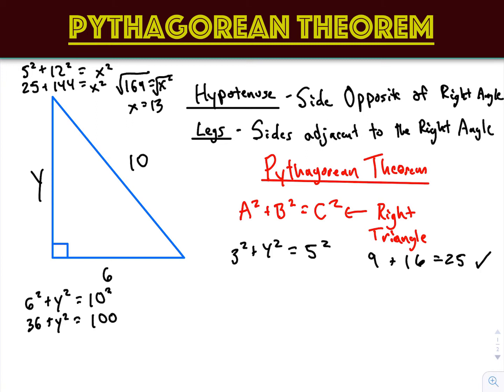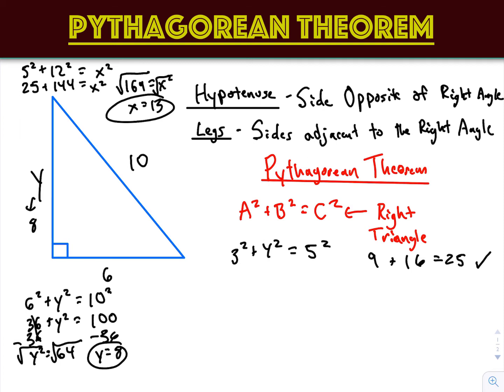I now have to isolate the variable, so I do the inverse operation. I'm going to subtract 36 from both sides. I'm left with y squared equals 64. So something times itself equals 64. In order to find that, I take the square root of each side, and the square root of 64 is 8, so y equals 8. Those are examples of the Pythagorean theorem in motion.